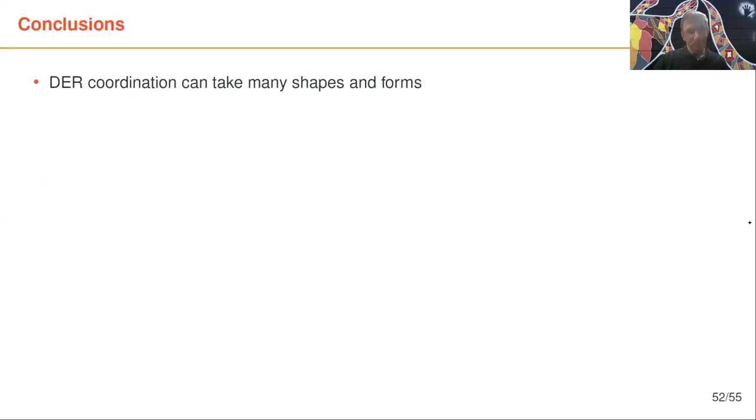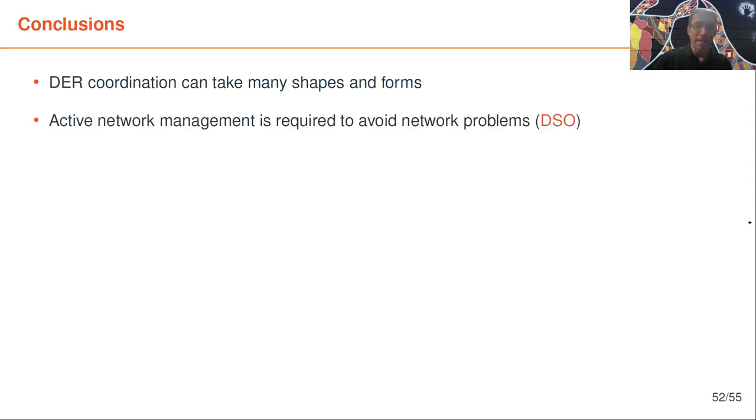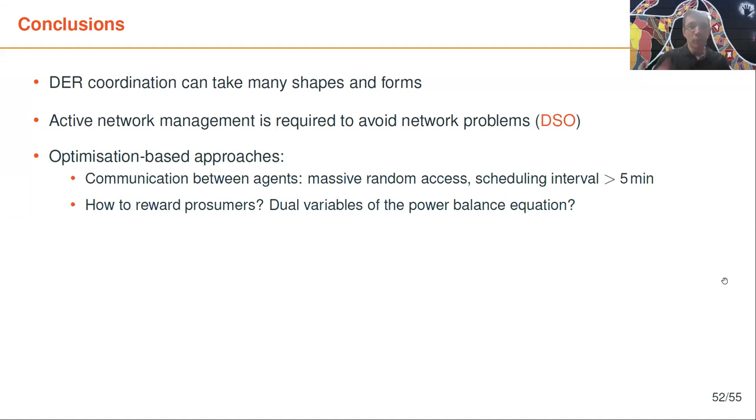Okay, so some conclusions. Probably the main conclusion is that DR coordination can take many shapes and forms. And also, very importantly, active network management will be required moving into the future as the penetration of these devices increases. Now, optimization-based approaches, if you do this in a distributed fashion, will require frequent communication between agents, which might impose a significant burden on the communications network. And an open question is how to reward prosumers for offering services into the network. One option would be to use dual variables of the power balance constraint, which are locational marginal prices, although that has some problems. So this question is still not answered.